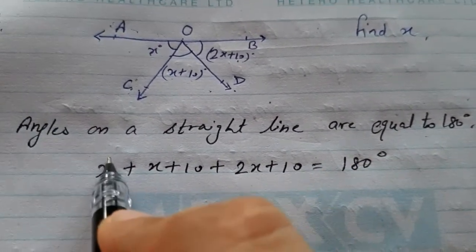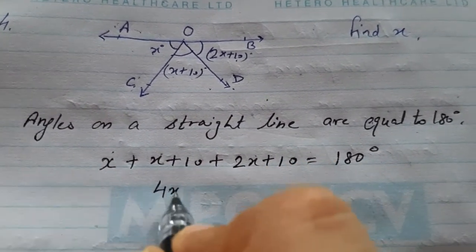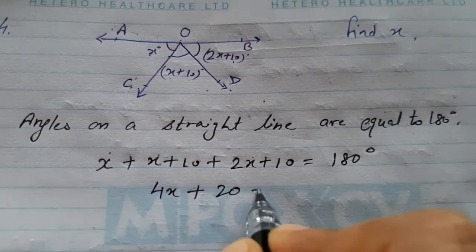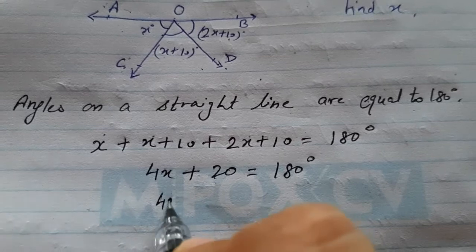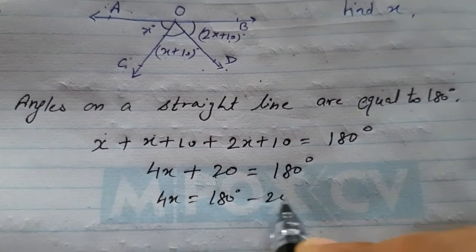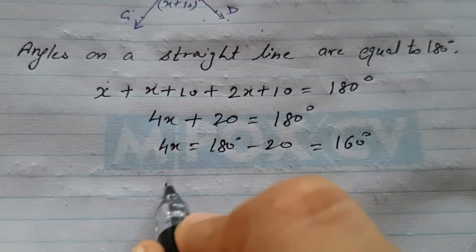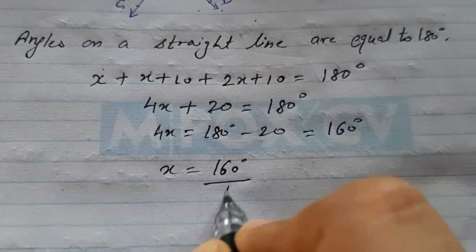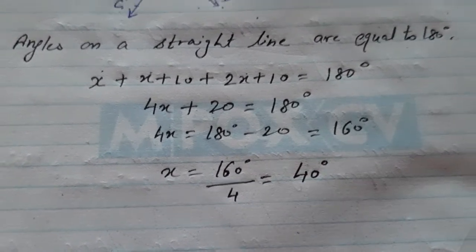Now we will solve it. We add up all the x terms, x plus x plus 2x, that is 4x, plus 10 plus 10, that is 20. Now transpose 20 to the right hand side. It becomes minus 20, that is 160 degrees. Now we divide 160 degrees by 4. So x comes out to be 40 degrees.